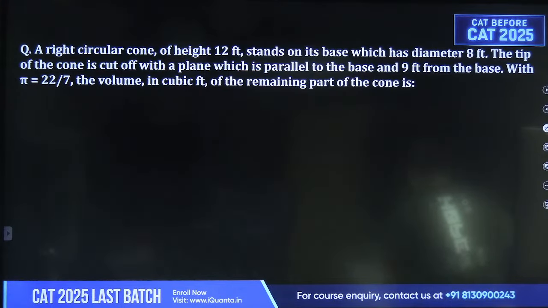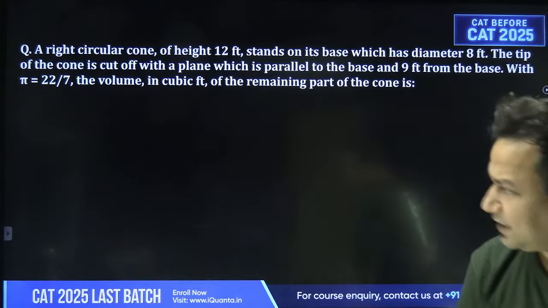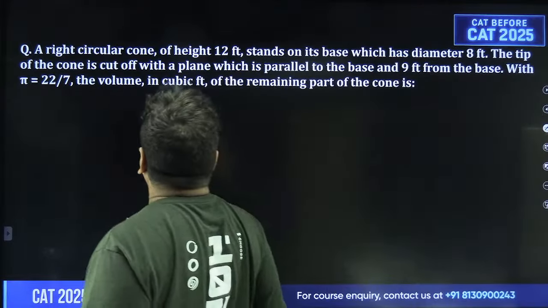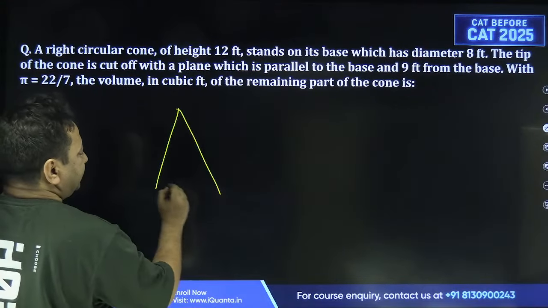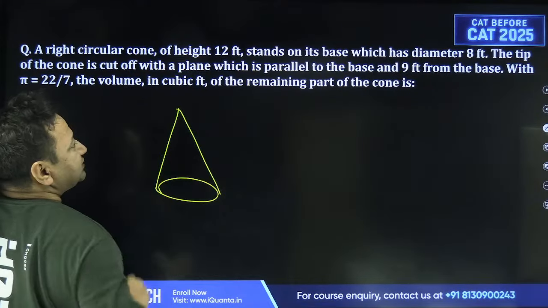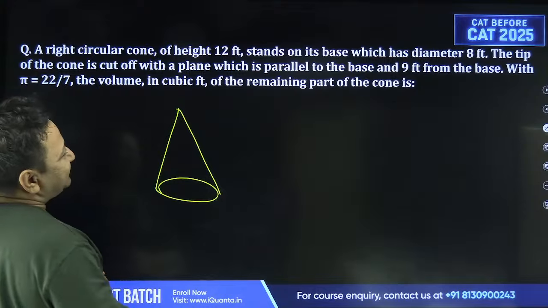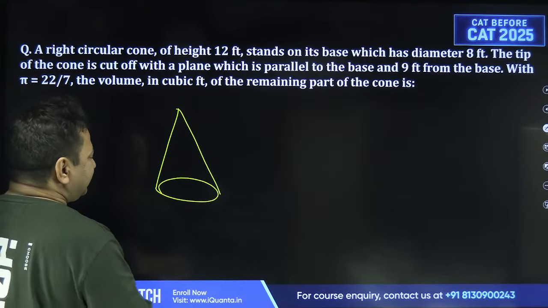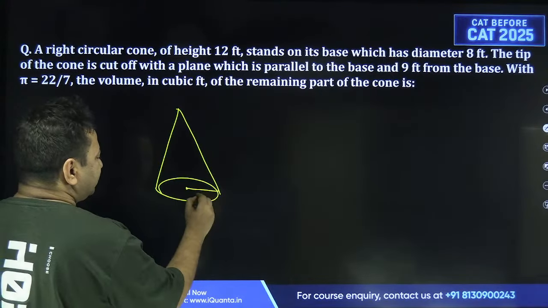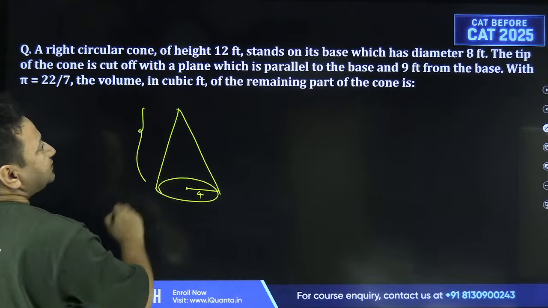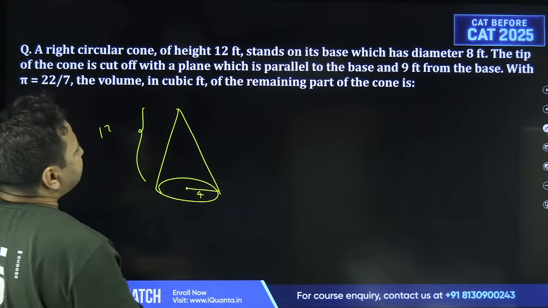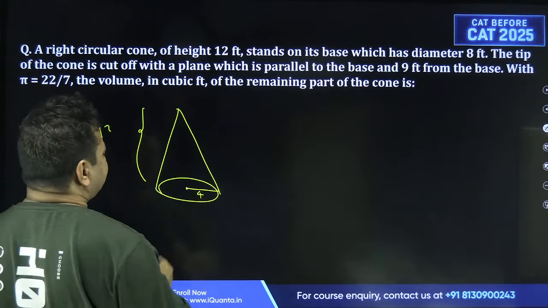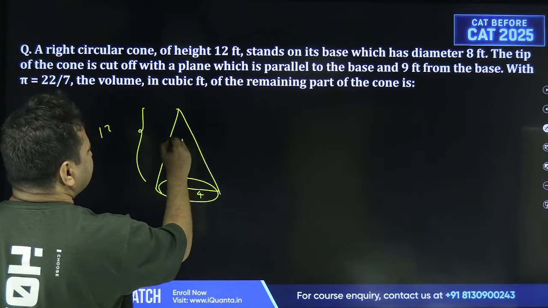This is going to be an easy question, I must say. Right circular cone of height 12 feet. Stand on its base, as if it stood on its own feet. Looks like that. With its diameter of 8 feet. So the radius is 4 feet. And the height is how much? 12 feet. Tip of the cone is cut off with a plane which is parallel to the base and 9 feet from the base. Very good.